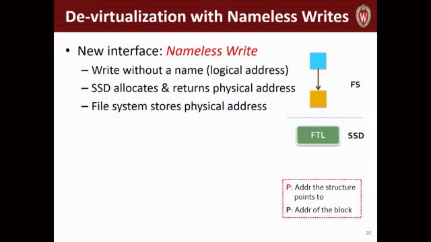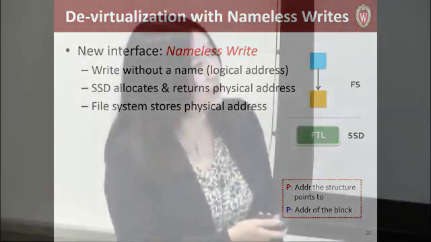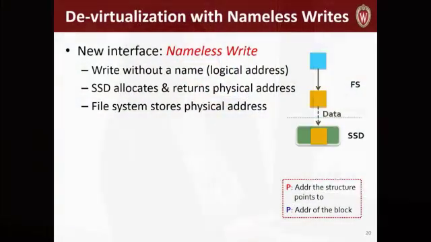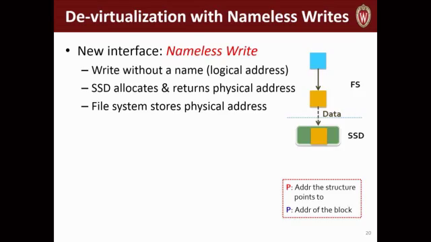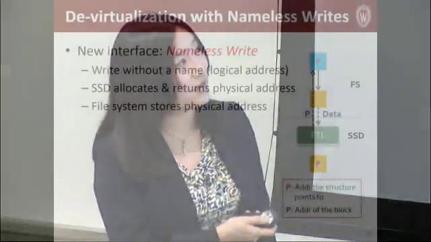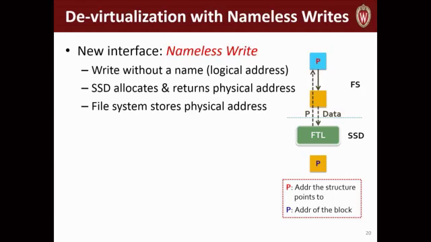Now I'll talk in more detail about the actual interface called Nameless Write. I'll show you with an example of how it works. In this example, the orange block you can think of as a data block, and the blue block as an inode. The inode points to the data block. The file system wants to write the orange data block, so it sends only the data to the SSD and no address. The SSD writes it at physical address P, and then returns physical address P to the file system. The file system then stores it in its inode.